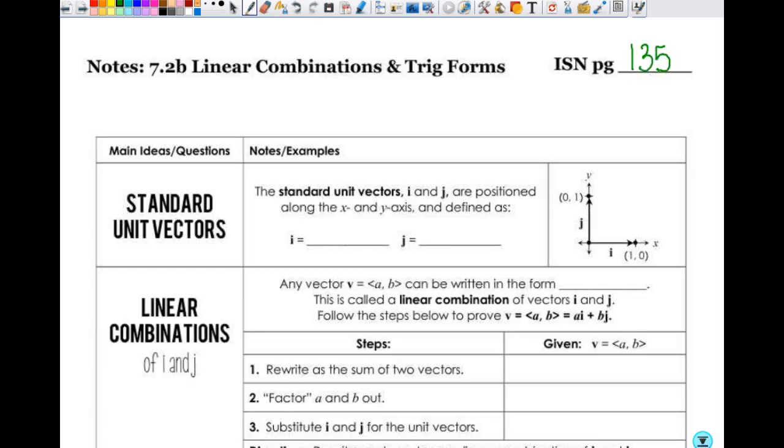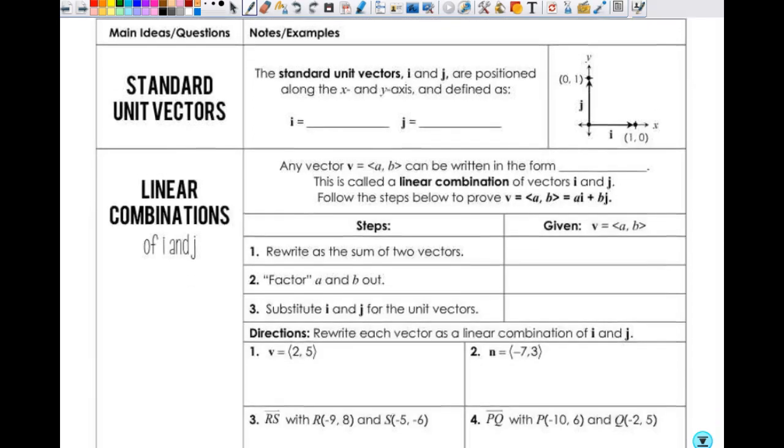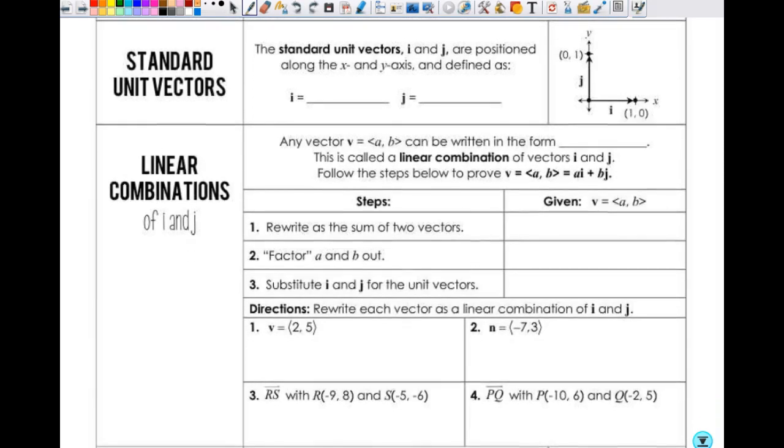Okay, so yesterday we looked at how to find a unit vector for a given vector that we may have. The standard unit vectors are i and j. They are positioned along the x and y axis, like so. So here's your x-axis, y-axis. So this is at 1, 0, this is at 0, 1. This is i, this is j. They go in alphabetical order just like x and y. So the vector for i, this unit vector, is 1, 0. And for j, it is 0, 1.